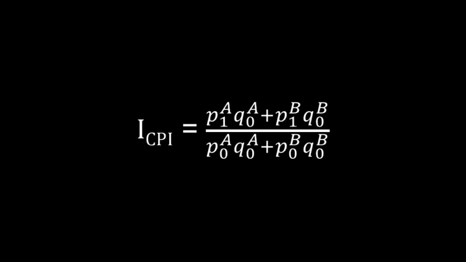Think about what kind of number we would expect to come out of this ratio. If the whole ratio is bigger than 1, then the numerator is larger than the denominator, which means the bundle of stuff costs more in time period 1 than it does in time period 0. Therefore, there's inflation. Conversely, if the whole ratio is less than 1, the numerator is smaller than the denominator. That's another way of saying that in time period 1, stuff is cheaper than it was initially.